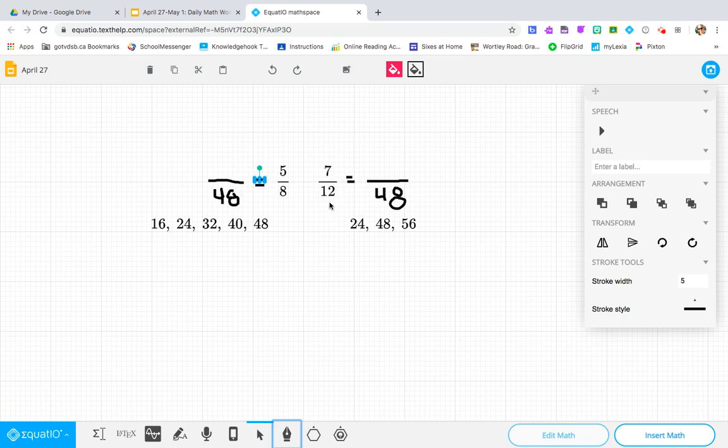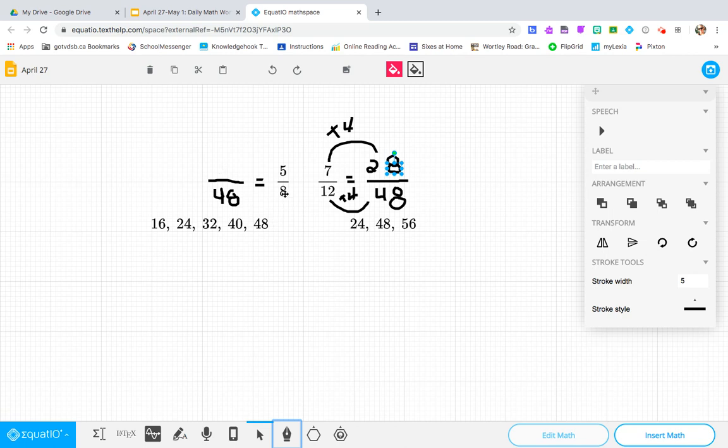We remember that whatever we do to the bottom, we're going to do to the top. So down here, to get from 12 to 48, we multiplied by 4. We are going to do that same step at the top up here, and we are also going to multiply 7 times 4. So 7 times 4 is 28. 28. Ooh, it doesn't like when I do 8s like that, but good enough.